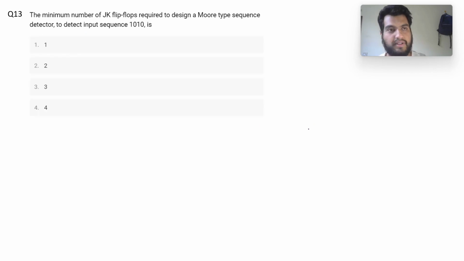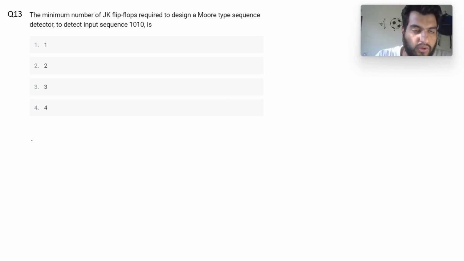Now over to question number 13. The number of JK flip-flops required to design a Moore type sequence detector to detect input sequence 1010 is. So we need to detect an input sequence 1010 based on a Moore type sequence detector, and we need to find out how many flip-flops are required to achieve that.